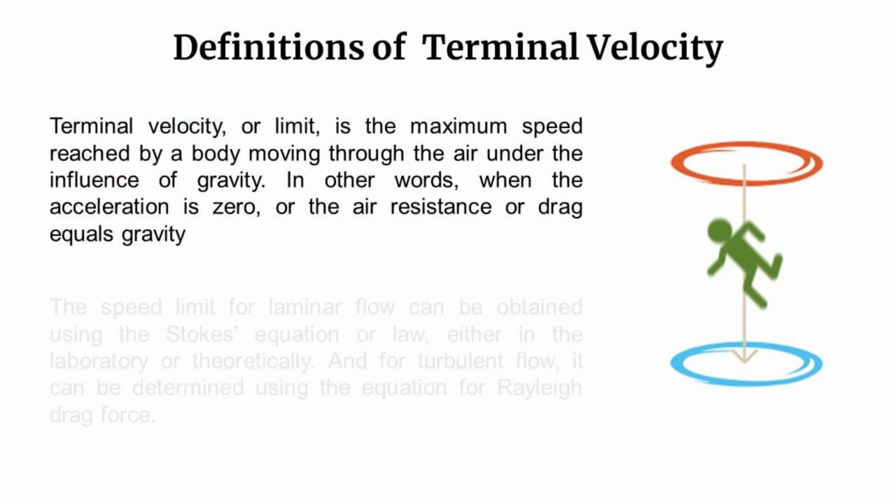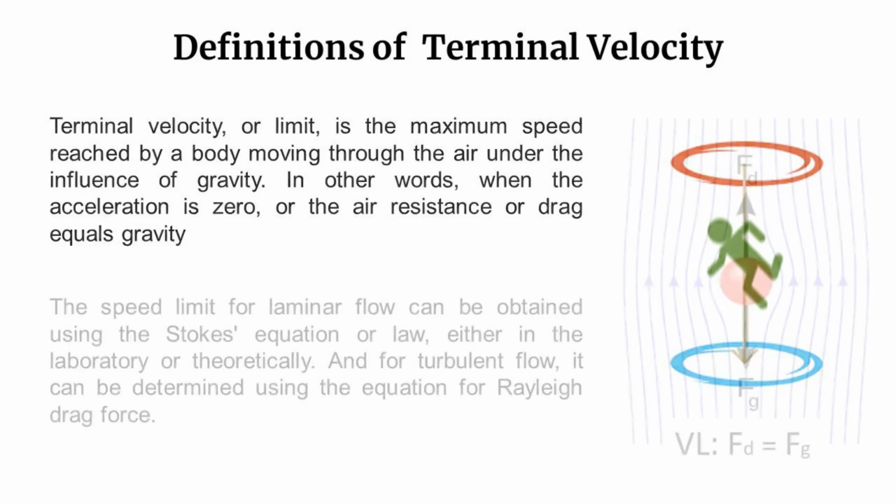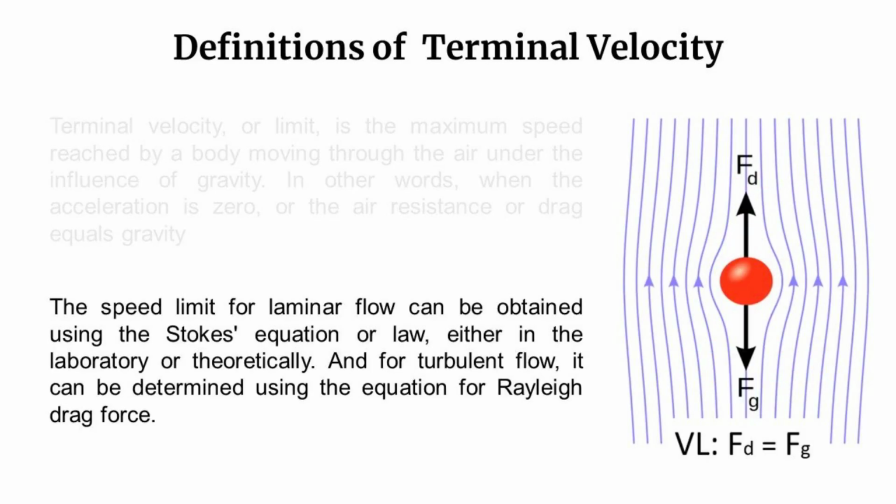Terminal or limit velocity is the maximum speed that a body reaches in air under the action of gravity, when the acceleration is zero, or air resistance equals gravity. The limiting velocity for laminar flow can be calculated with the Stokes equation or in the laboratory, and for turbulent flow, with the equation for the Rayleigh drag force.